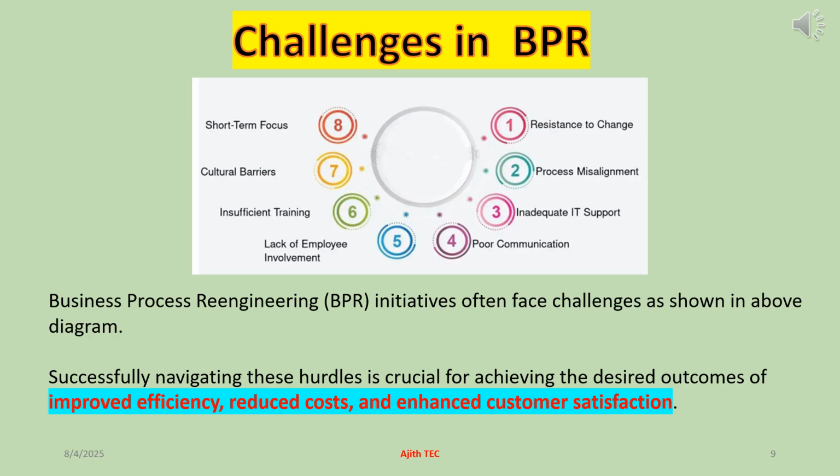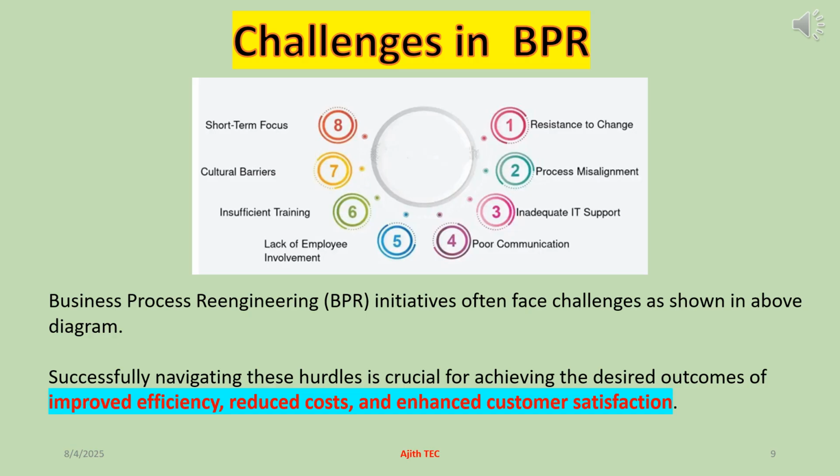Inadequate IT support. Successfully integrating information technology into redesigned processes can be complex and costly. Poor communication. Poor communication can lead to misunderstandings, resistance, and ultimately, project failure. Lack of employee involvement. Lack of employee involvement in the planning and implementation phases of the new process. Insufficient training. BPR initiatives require sufficient training for staff regarding BPR activities and their importance to the organization.